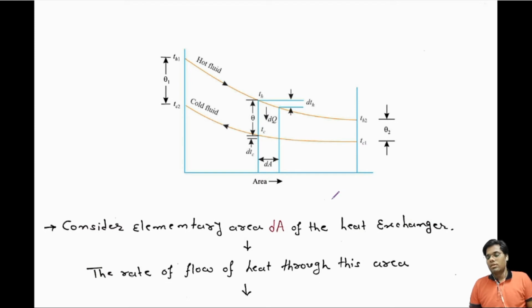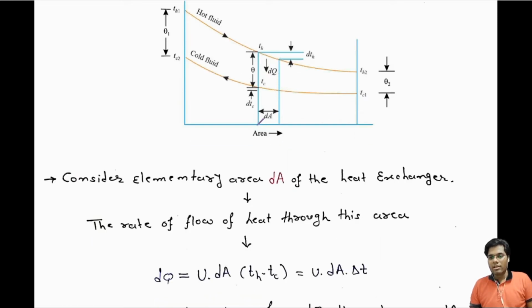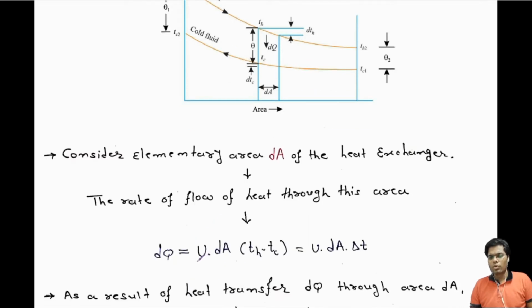As we have done in a parallel flow, let's take elementary area dA of the heat exchanger. The rate of flow of heat through this area will be dQ is equal to overall heat transfer coefficient U, into our area dA, and the temperature difference at this point will be TH minus TC. So TH minus TC, we can also write as delta T. This is the temperature difference.